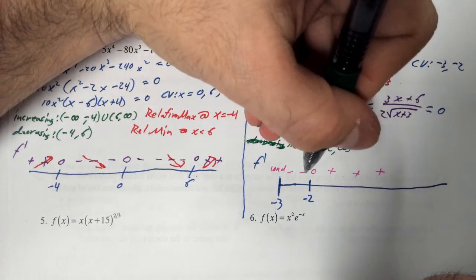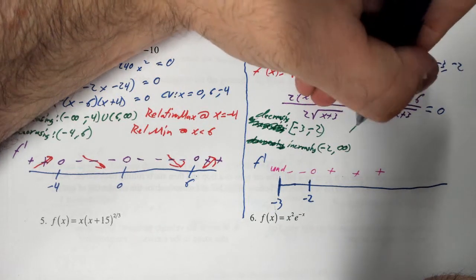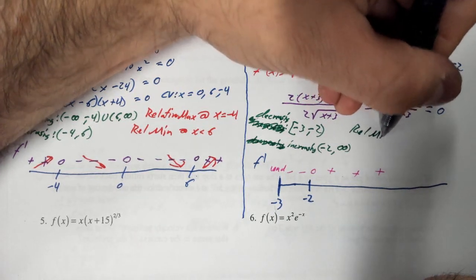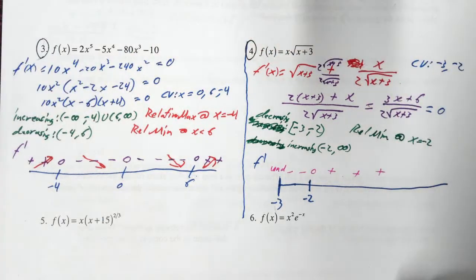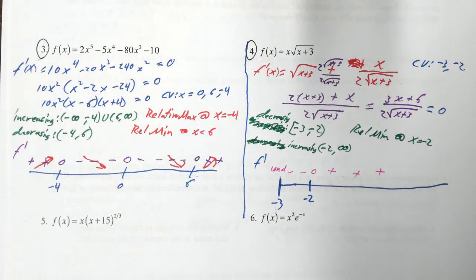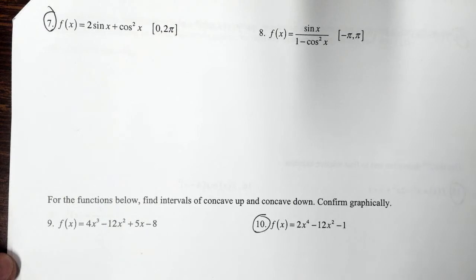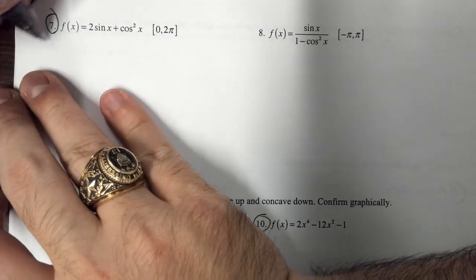And we were decreasing, then we became increasing, so we have a relative minimum at x equals -2. Okay, going on. I'm going to do 7, 10, 12. Hopefully we'll move a little quicker. This is taking a while.